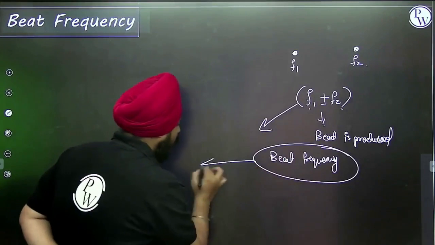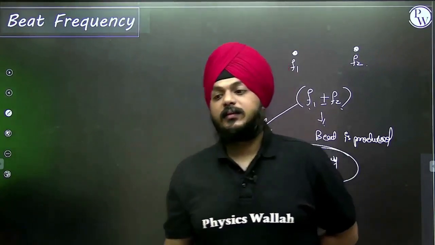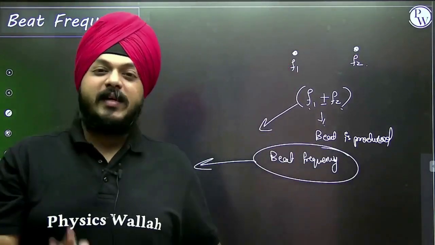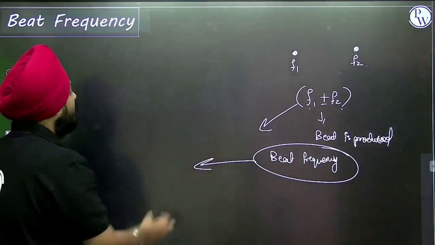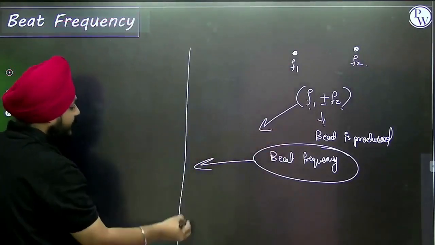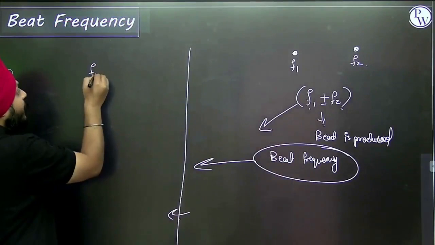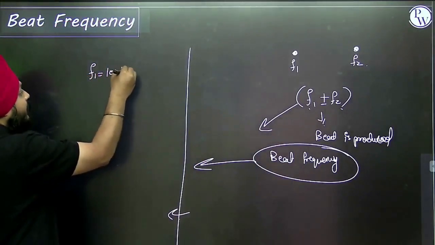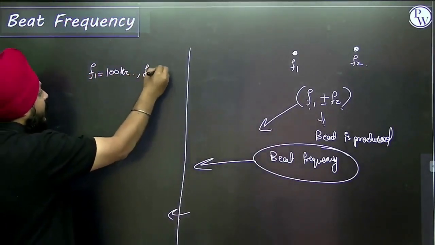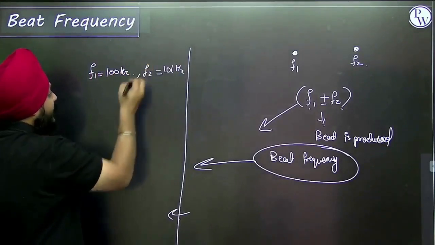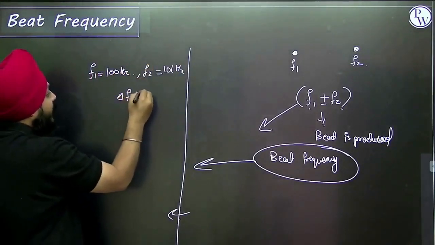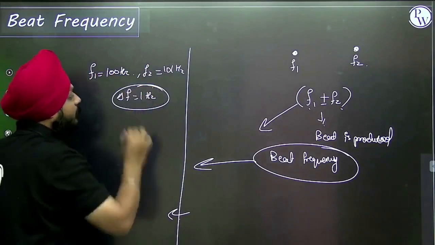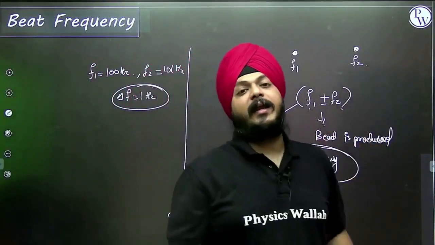Now, what is this word beat frequency? Let us take an example to understand this. Suppose f1 value is 100 hertz, right? F2 value is 101 hertz. What is the actual frequency difference? That is one, so one beat per second is getting produced.